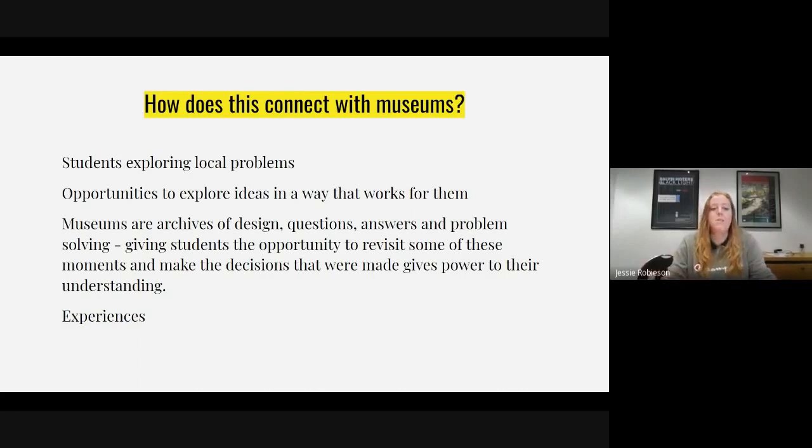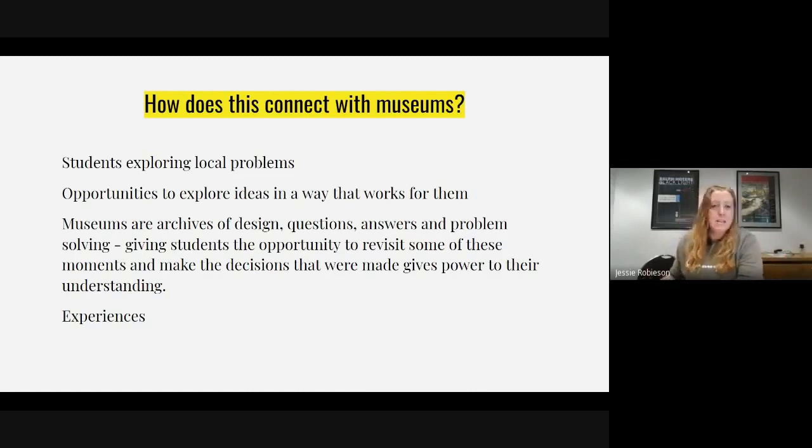And like I said, museums are archives of designs, questions, answers, and problem solving. It gives students the opportunity to revisit some of these moments and make the decisions that were made, which gives power to their understanding. So they can go back in time and go, okay, this is there because this is the process someone went through. I didn't like it there, but actually now that I understand that process, I see why it is, but here's how I would make it different.